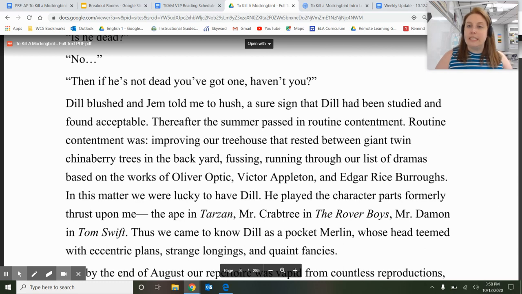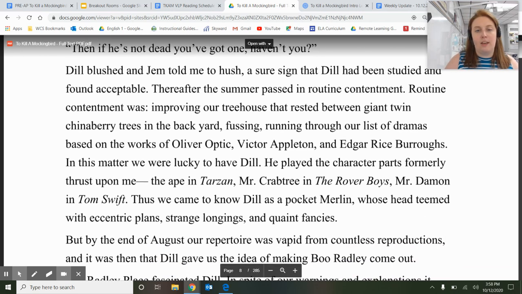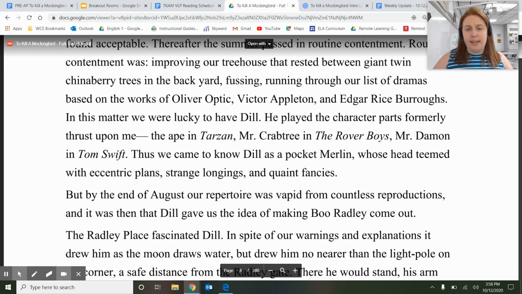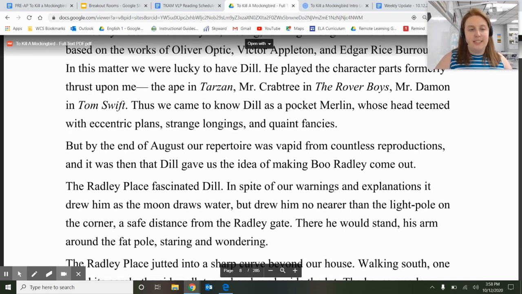Thereafter, the summer passed in routine contentment. Routine contentment was improving our treehouse that rested between giant twin chinaberry trees in the backyard, and running through our list of dramas based on the works of Oliver Optic, Victor Appleton, and Edgar Rice Burroughs. In this matter, we were lucky to have Dill. He played the characters formerly thrust upon me: the Ape in Tarzan, Mr. Crabtree in the Rover Boys, Mr. Damon in Tom Swift. Thus we came to know Dill as a pocket Merlin, whose head teemed with eccentric plans, strange longings, and quaint fancies.